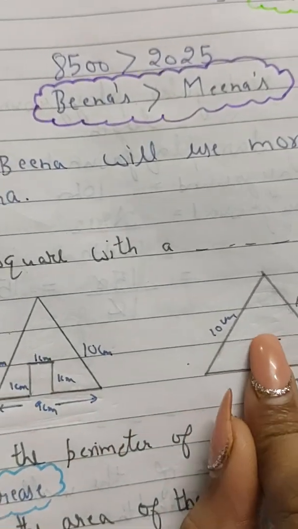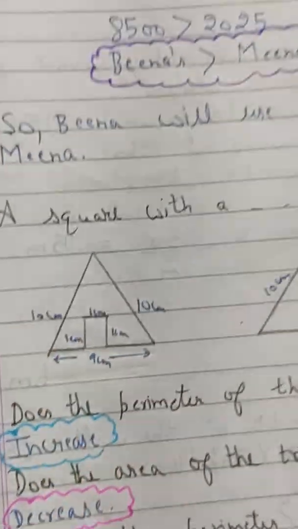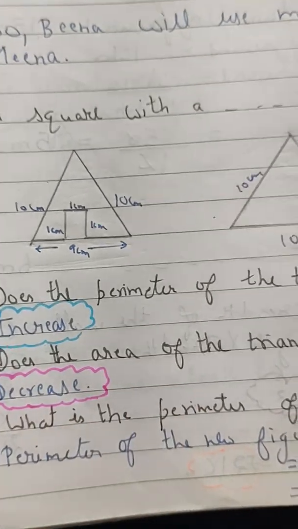So it means that it is covering more area as compared to this triangle. So the area will be decreased. The area will decrease obviously.